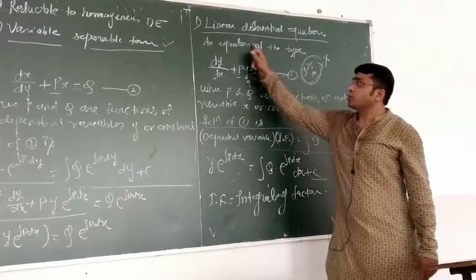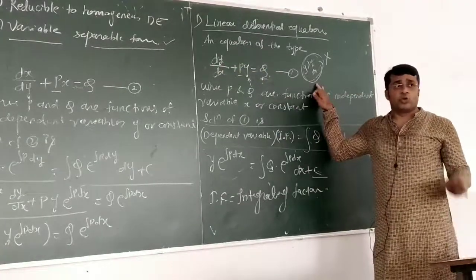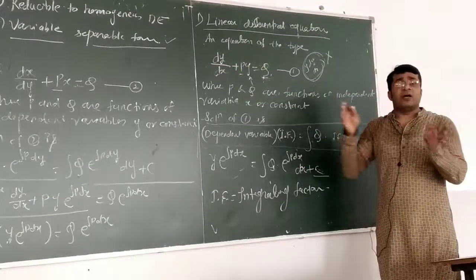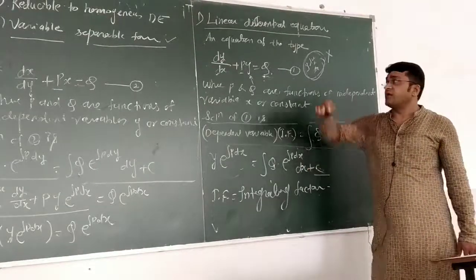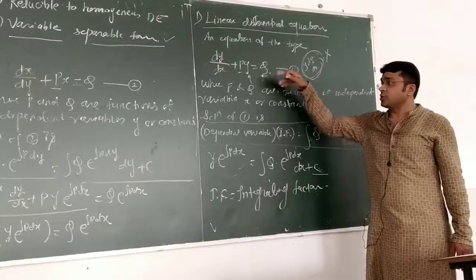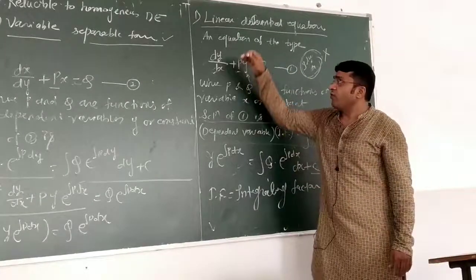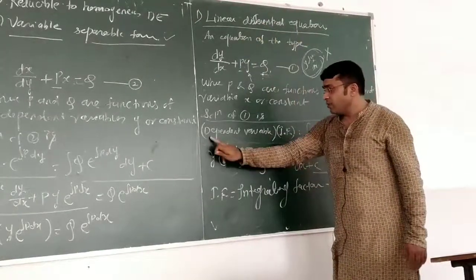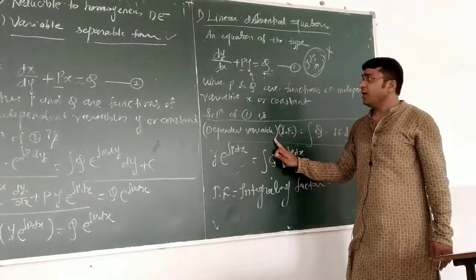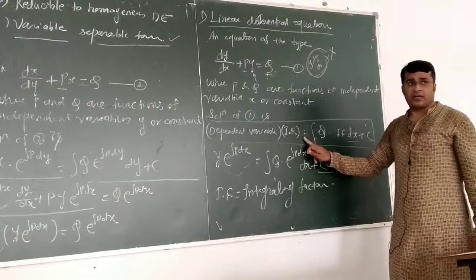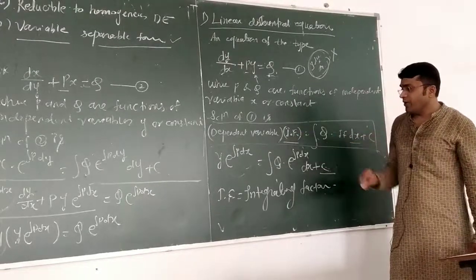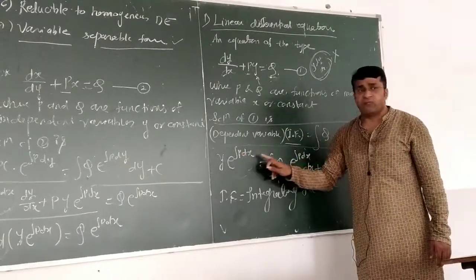Now how do we write the solution for this differential equation? The solution is nothing but the relation between the dependent and independent variable which satisfies this equation. The solution for this LDE is written as the dependent variable, which here is y, into its integrating factor. We take the integrating factor as e to the power integration of P dx. Why we take this integrating factor, I'll explain later.